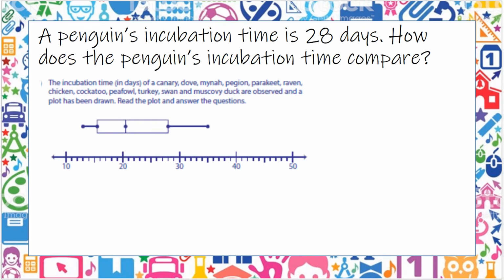A penguin's incubation time is 28 days. How does the penguin's incubation time compare? So on this one, we look at quarter 1, quarter 2, and quarter 3. Those are the quartiles that we found on the last one. They actually account for percentages. So if we look at the penguin's incubation time of 28 days, that's here.